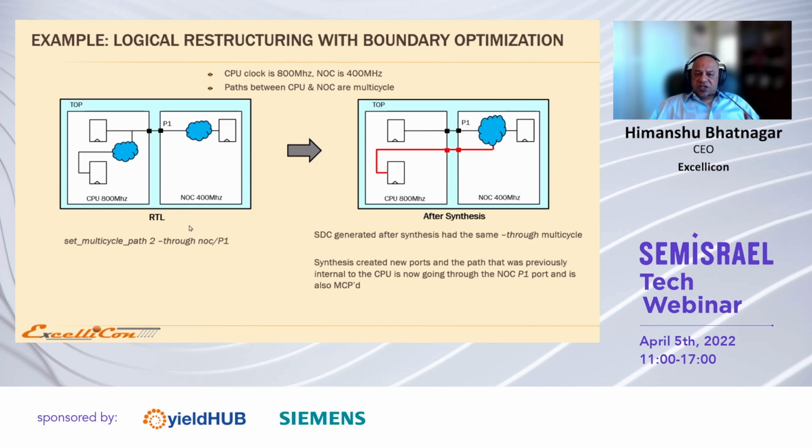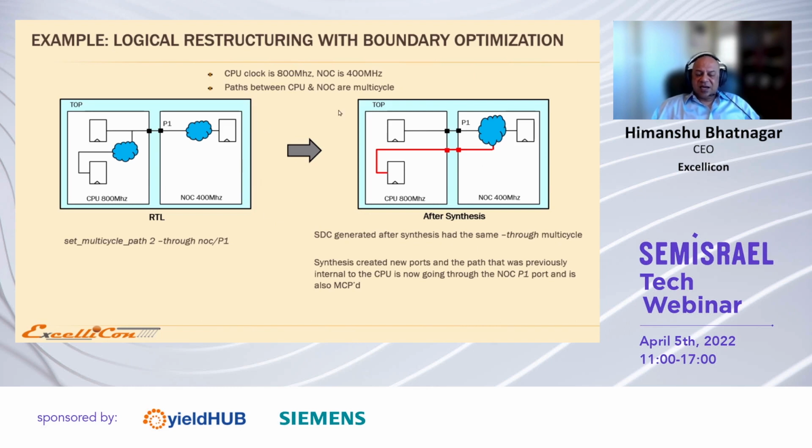The original constraints were applied on this also, and the multi-cycle path, previously it was only the NoC block registers were multi-cycle path of 2. Now some of the CPU registers also got multi-cycle path, because the through path was impacting this NoC block as well as the CPU block here. And this was caught only 2 weeks before tape out, and the whole thing got delayed because of that.